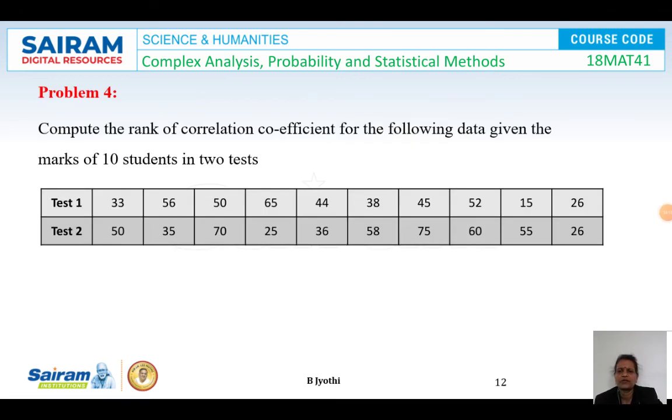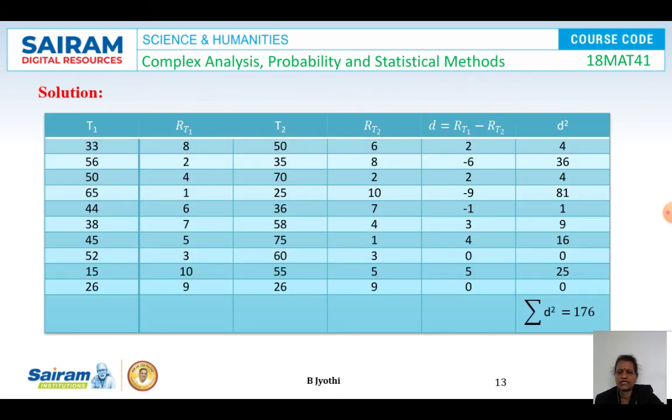Next problem. Compute the rank correlation coefficient of the following data, given marks of 10 students in 2 tests. So these are all the marks, and for this we cannot directly take the data. We need to put a rank for the marks and then calculate. So let's see this. So test 1 marks, test 2 marks, and rank of test 1. See, in test 1 the highest mark given here is 65. So for that rank 1 is given.